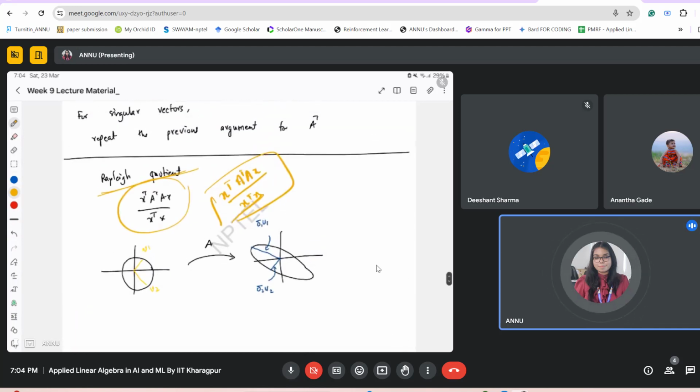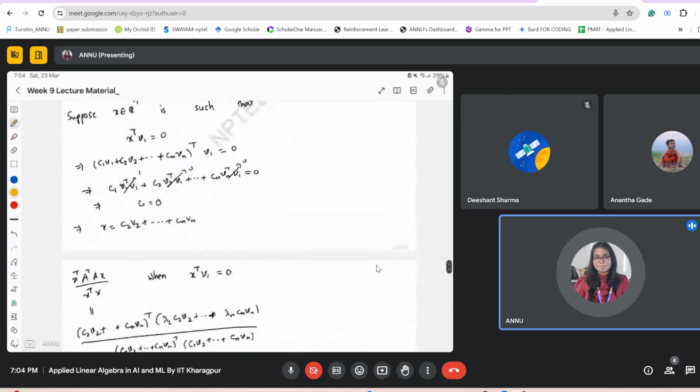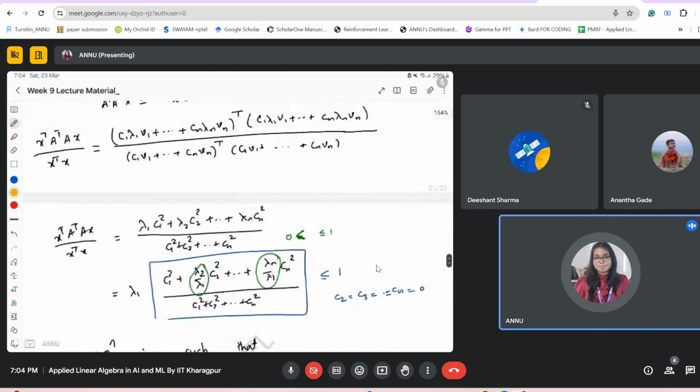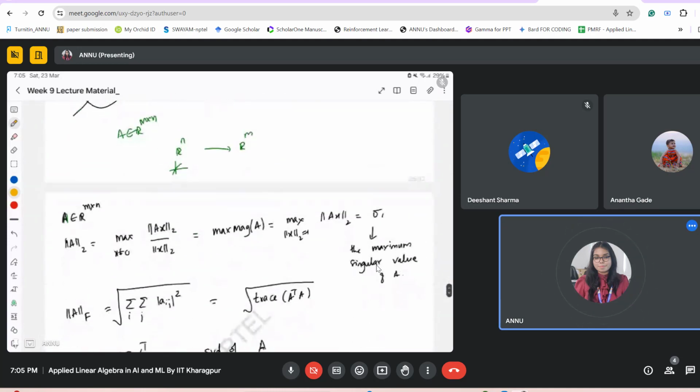But you should remember this Rayleigh coefficient: x transpose A transpose A x divided by x transpose x. And for the proof of the singular value decomposition, we can go through maximum magnitude and minimum magnitude. Okay, so I'm going towards it.